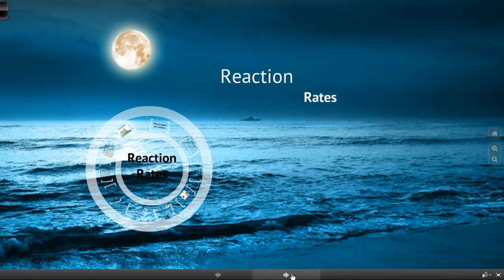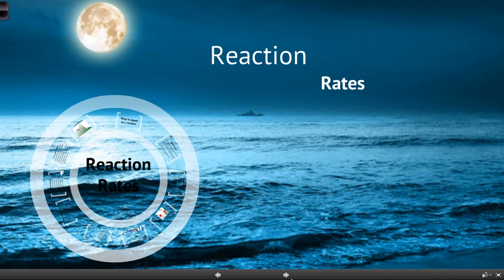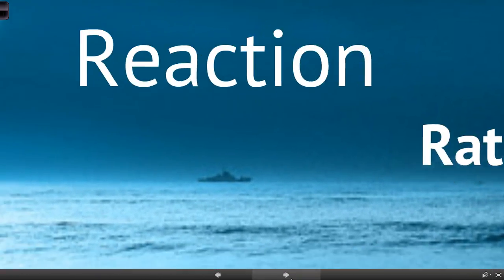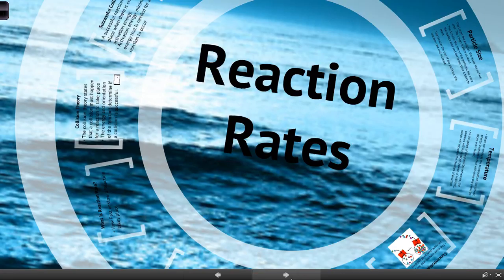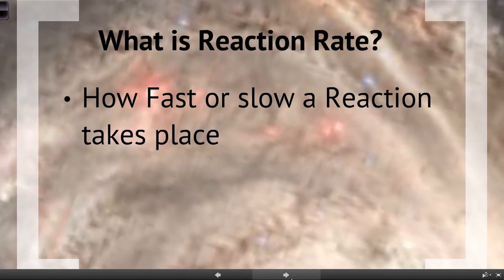Alright, so guys, reaction rates. What does this term reaction rate actually mean? What is reaction rate? It's basically just how fast or how slow a reaction takes place. So a fast or high reaction rate is a reaction that occurs very quickly, or a slow or low reaction rate is a reaction that takes a very long time.